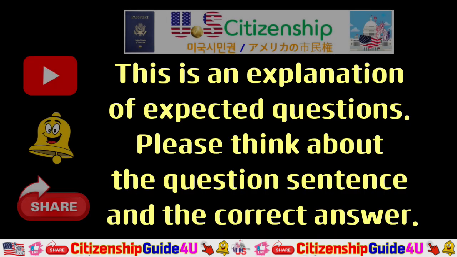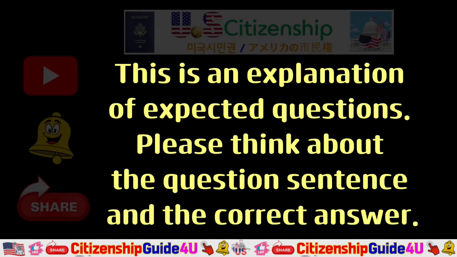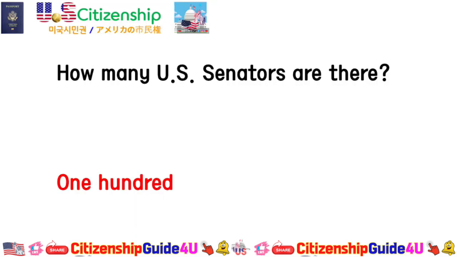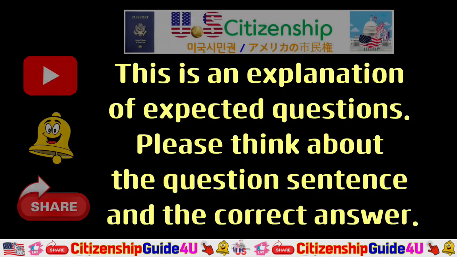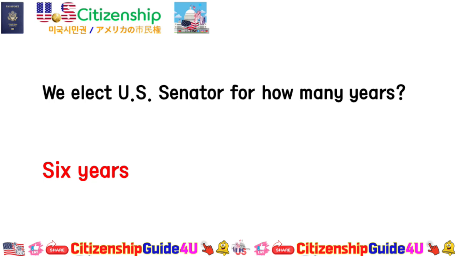In the U.S. Congress, the Senate is composed of 2 senators from each state, regardless of the state's population. Therefore, the total number of senators in the United States is indeed 100. How many U.S. senators are there? 100. There is a threefold difference in the terms of office of senators and representatives. The term of office of a senator is 6 years. We elect a U.S. senator for how many years?